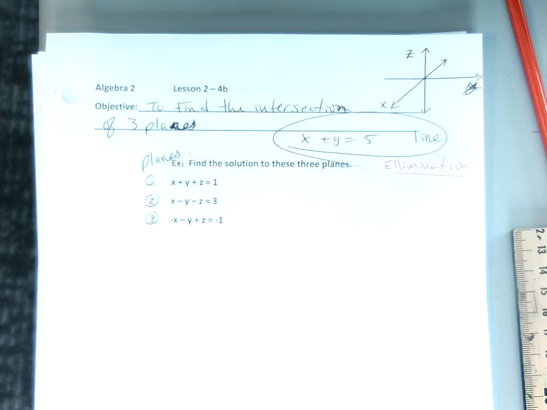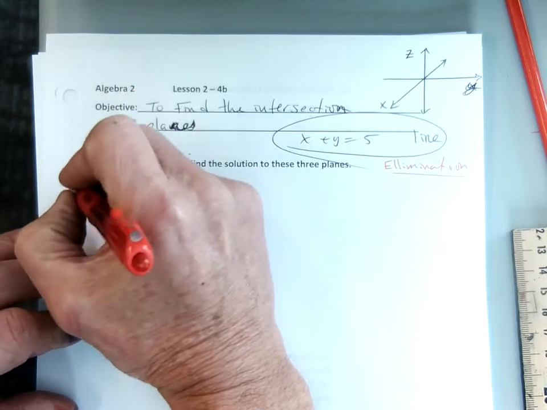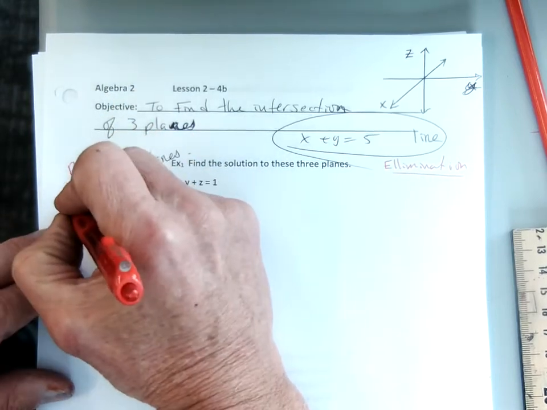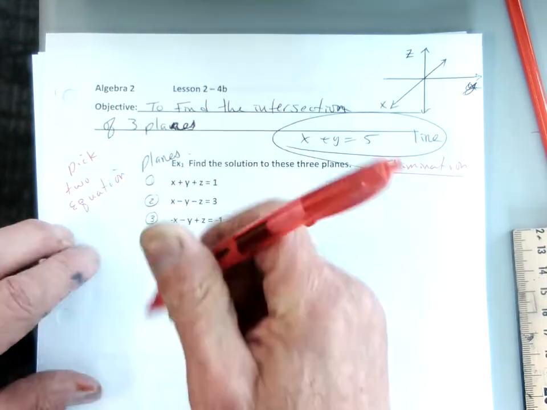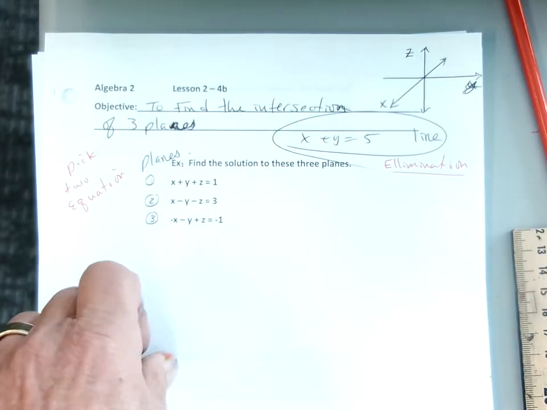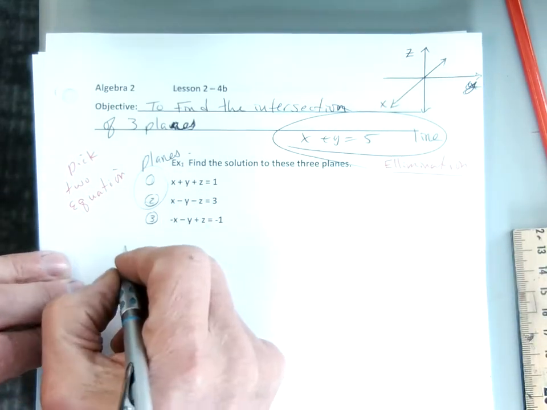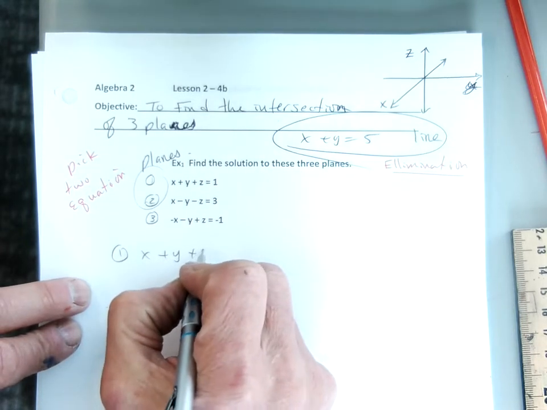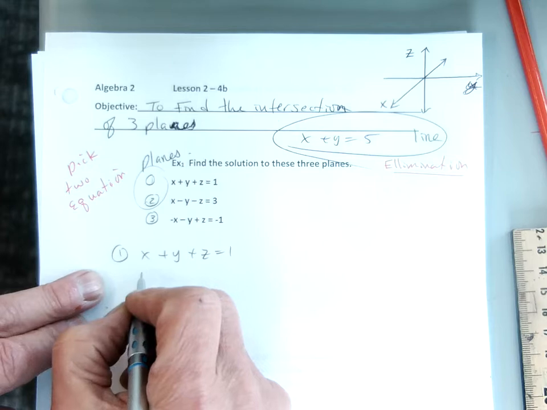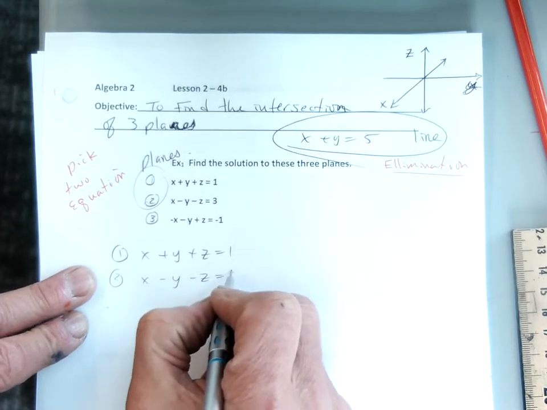You can pick any 2, but you need to pick 2 equations. So I'm going to pick, let's pick 1 and 2. I'll pick these 2 right here, and I'm going to rewrite them. Equation 1. Equation 2.